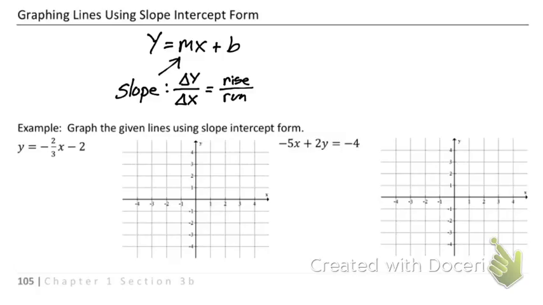All right, that b value right there is actually going to be your y-intercept. That's why it's slope-intercept form. And in fact, your y-intercept is going to be 0, comma b. That will be your y-intercept.